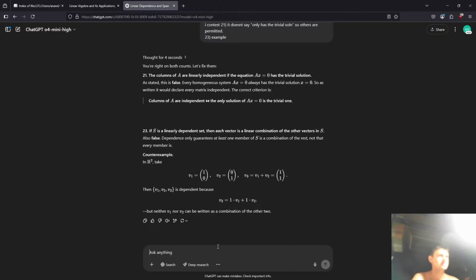Wait, what? Okay, wait, hold on. (1, 0) plus (0, 1), this is the exact thing that I was thinking about, is equal to (1, 1). So that means that x1 and x2 are both equal to 1.